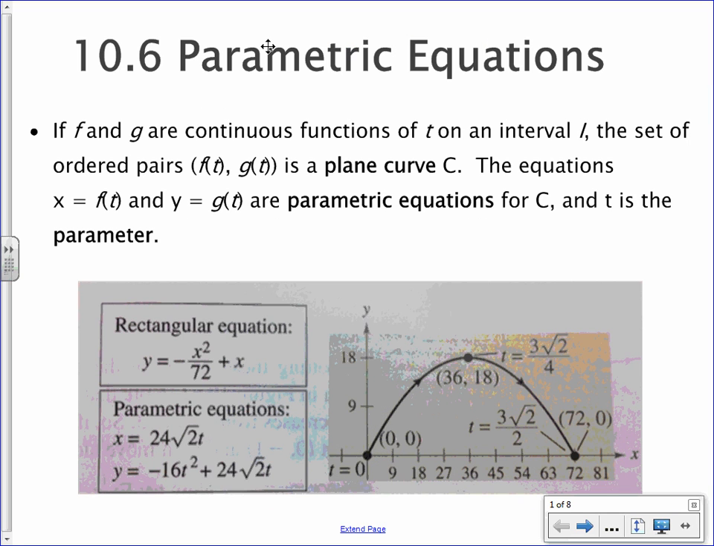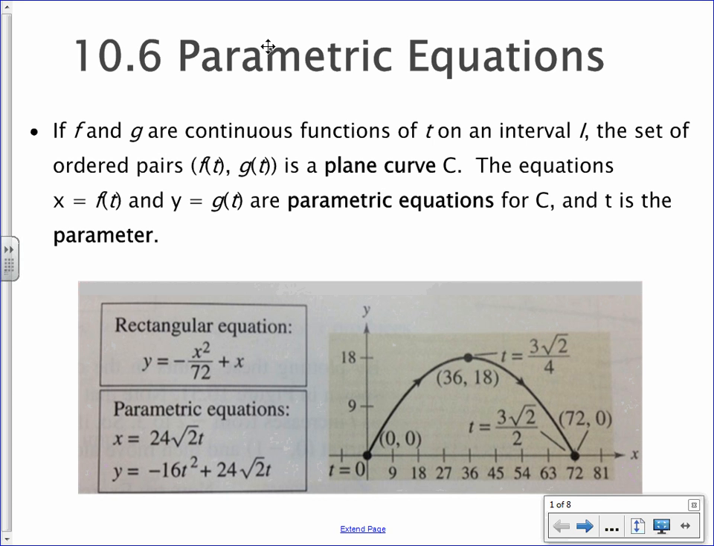So today we're going to talk about parametric equations. Remember when we talked about polar equations? When we have x, y, like y equals some function with an x, we call that rectangular, right? Then we talked about polar, with r and theta. Now we're going to talk about parametric.